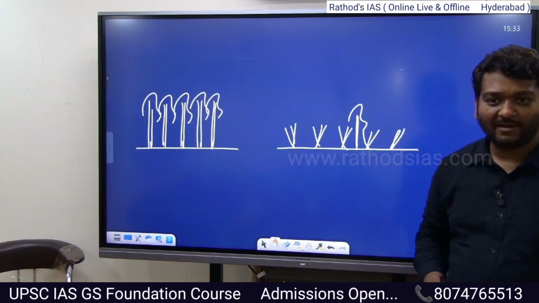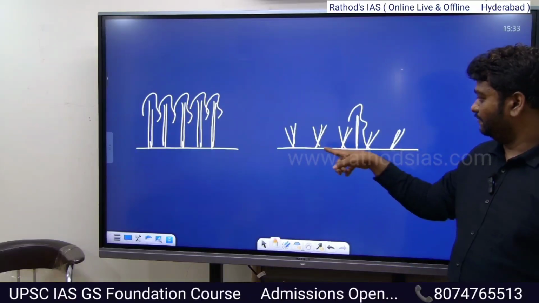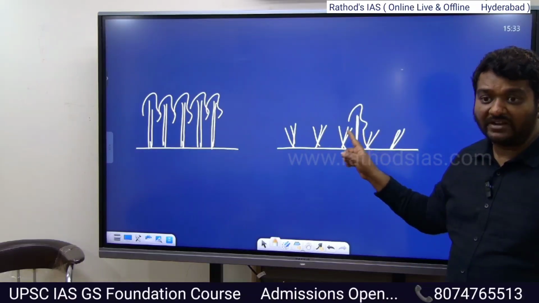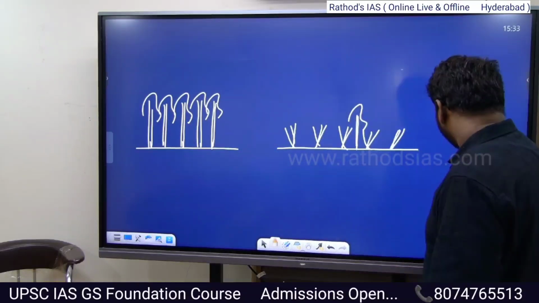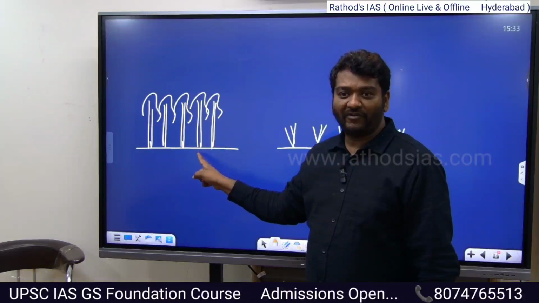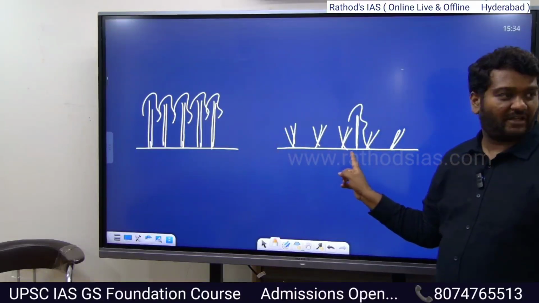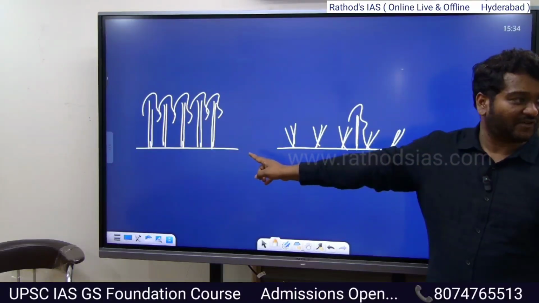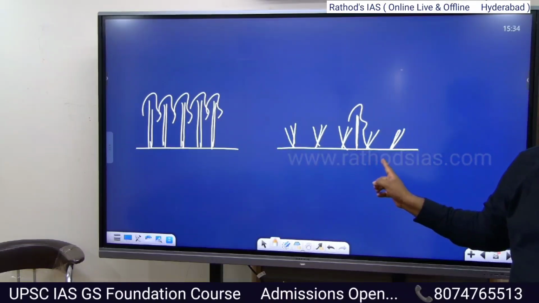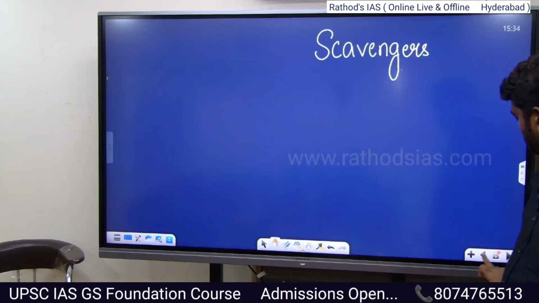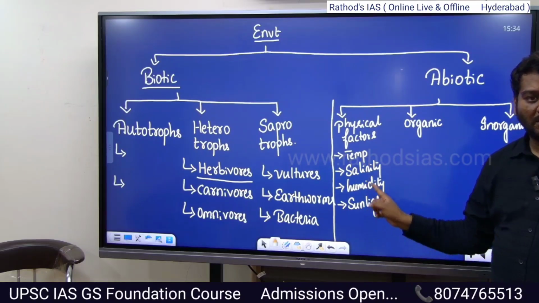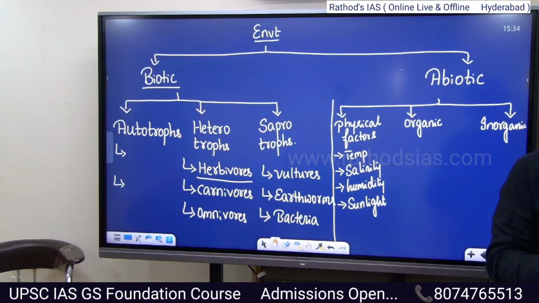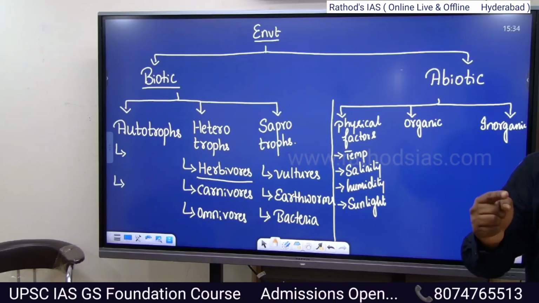Why? Running is easy. It can't get hurt easily. Here it gets hurt. So now you tell, more rainfall area, less rainfall area, correct? More rainfall leads to forest, less rainfall leads to grasslands. Physical factors determine where I should introduce a species, where I shouldn't introduce a species.